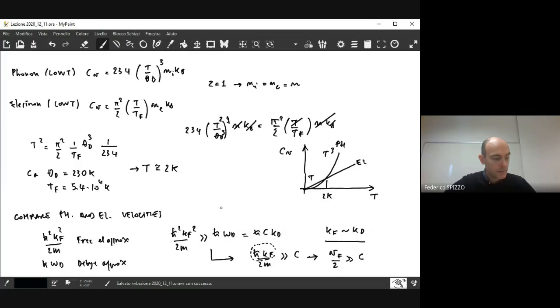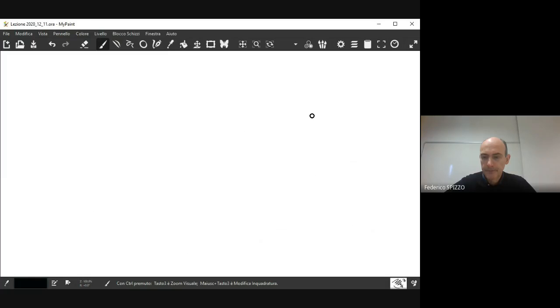And I would like to add just one last thing concerning the topic of the specific heat before going on with the next section. What I'm going to do now is a comparison with what we found using the Debye approximation.